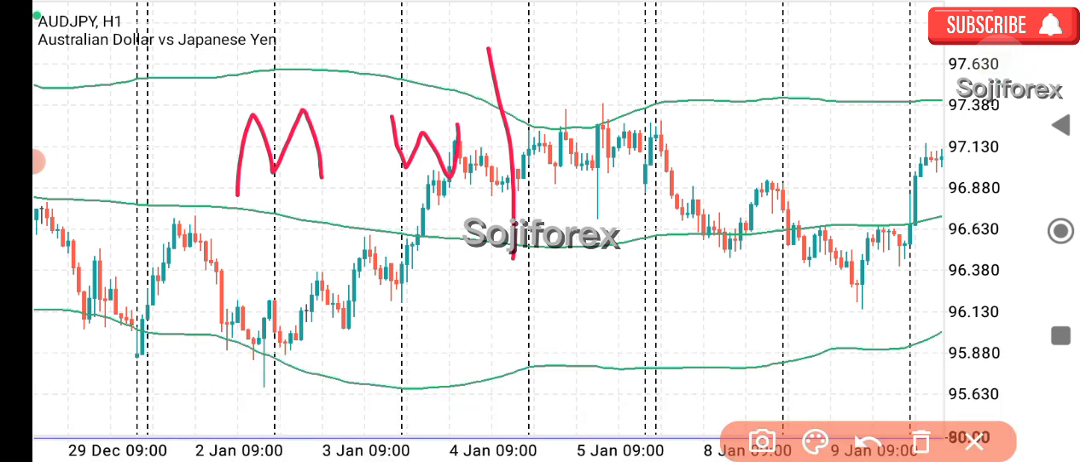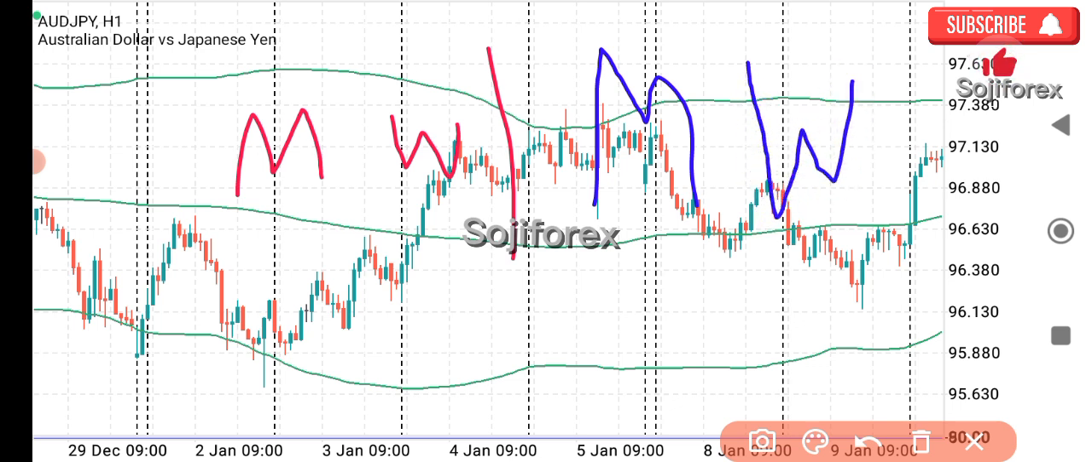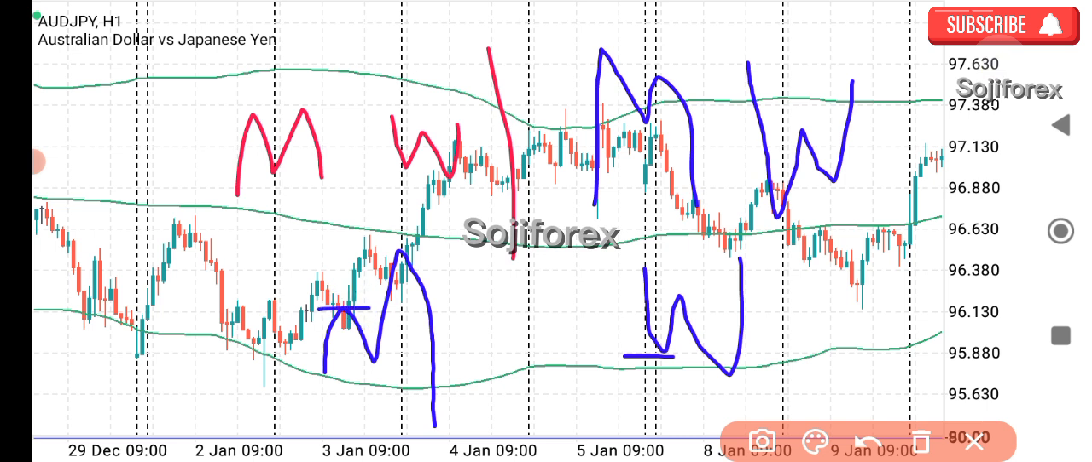We also talked about the W whose first leg is longer than the second leg, and that is the M as well. And the third pattern is the M whose first leg is short, but the second leg is a bit higher than the previous one. The same thing is applicable with the W: we have a short leg and then a longer leg. So these are the three major types of M and W chart pattern.